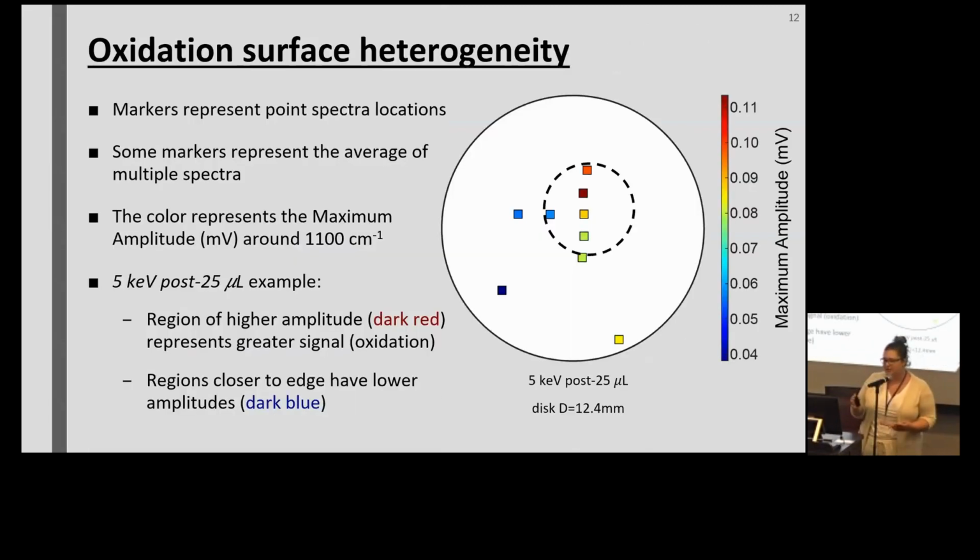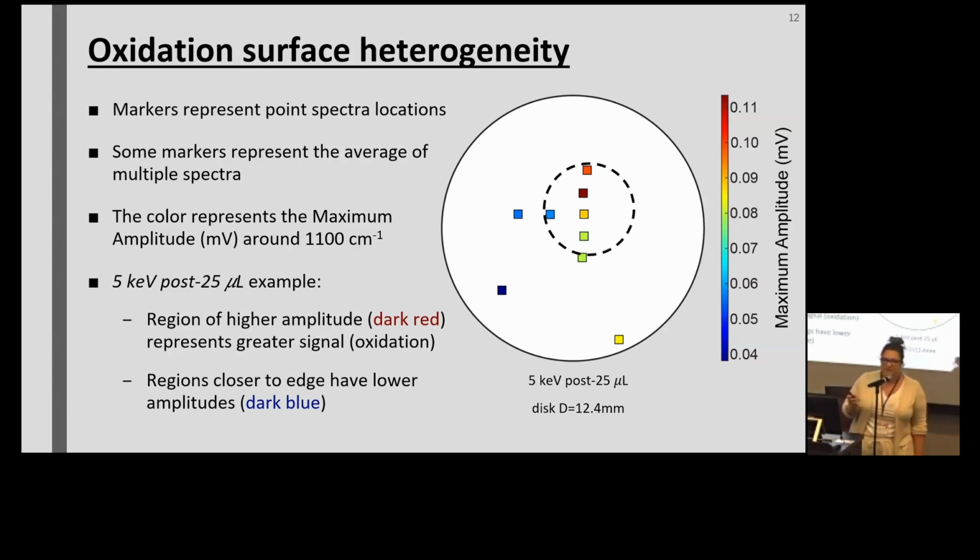And so in order to put this into context and really understand the surface heterogeneity that might be going on, I decided to give context to the locations of where we took these point spectra on the surface of the sample. This is a representation of the 5 keV post 25 experiment that we did. The markers do not represent the size or the area that we looked at. It just gives you a location. The markers are big enough so that you can tell what color they are. And the colors represent the peak at 1100, so that maximum peak amplitude at that location.